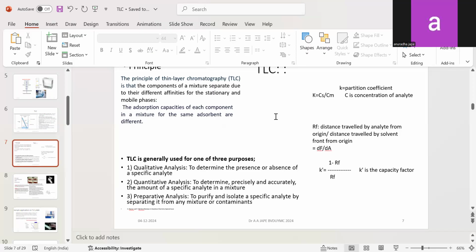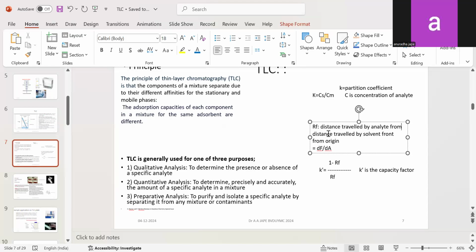On the same slide, we are seeing a formula, that is Rf, the retention factor. The distance traveled by the analyte and the distance traveled by the solvent front are to be taken into consideration. So the distance traveled by the analyte, divided by the distance traveled by the solvent front, is the retention factor denoted by Rf.